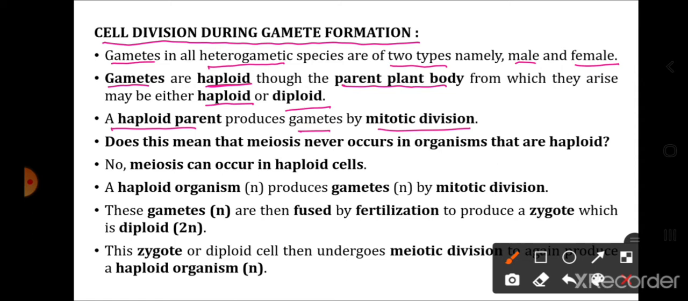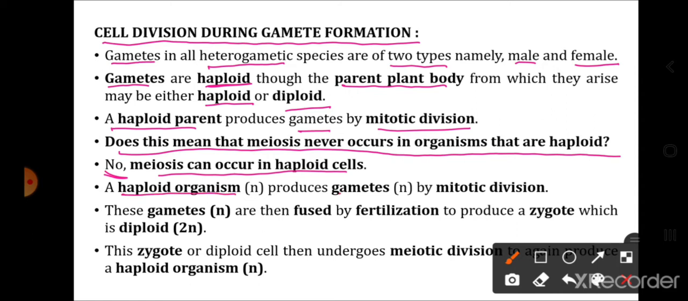By mitotic division. Now the question arises: does it mean that those organisms which have a haploid body will never undergo meiotic division in their life cycle? So the answer to this question is no. Does this mean that meiosis never occurs in organisms that are haploid? The answer is no. Meiosis will occur in haploid organisms or in haploid cells. How? We will see that.